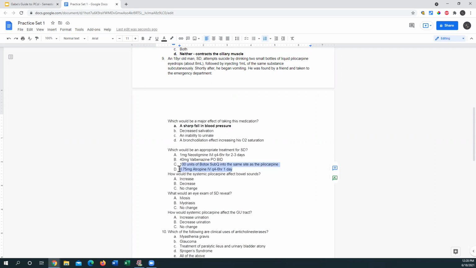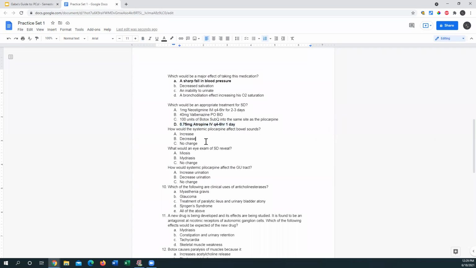So do we really care what these doses are? No, you'll learn them in therapeutics. But what we do care about is that it's atropine. So when someone's ingested too much muscarinic agonist, or they're in cholinergic crisis, we would give them a muscarinic antagonist.